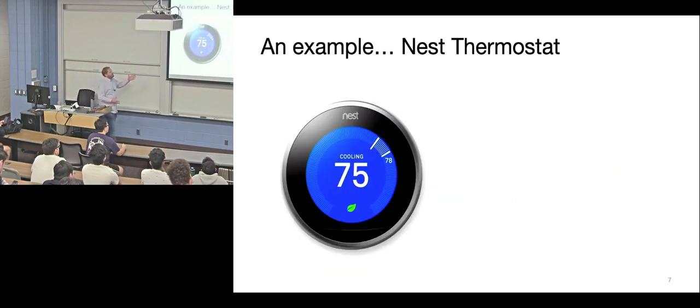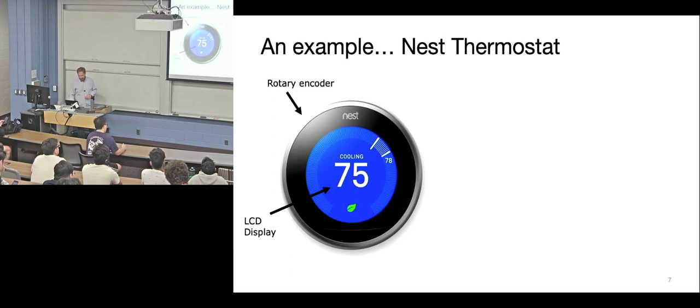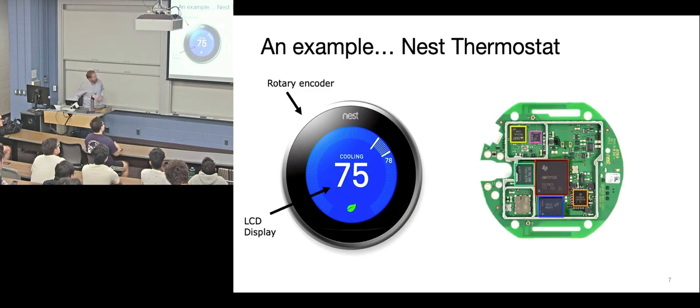So here's an example. Here's a Nest. It's a thermostat, right? Let's look at what's inside of this thing. Okay, so we've got an LCD screen, a rotary encoder for user inputs, and there's a touch screen as well. And look inside of this thing.